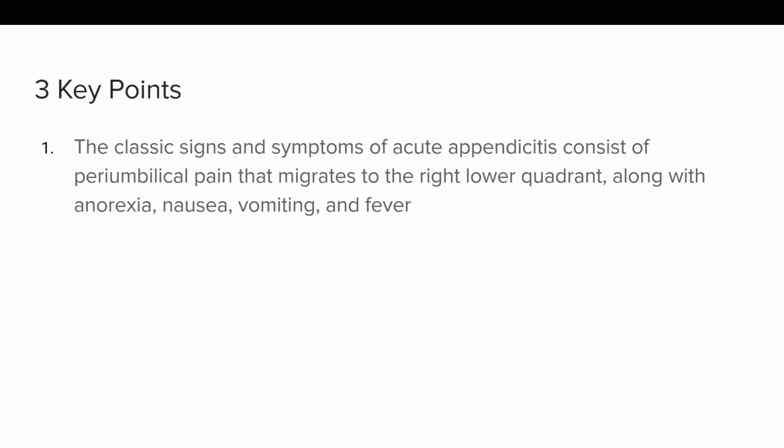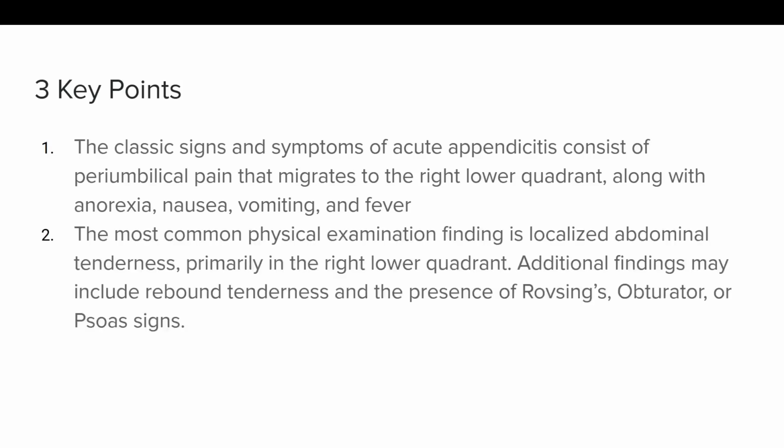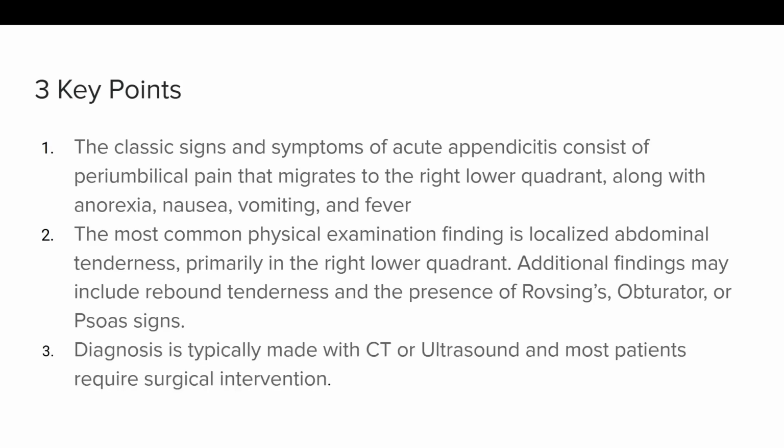So a few key points. The classic signs and symptoms of acute appendicitis consist of periumbilical pain that migrates to the right lower quadrant, along with anorexia, nausea, vomiting, and fever. The most common physical exam finding is localized tenderness at McBurney's point or in the right lower quadrant. However, they can have rebound, Rovsing's, obturator, or psoas sign. Diagnosis is typically made with CT or ultrasound, and most patients will require surgical intervention.